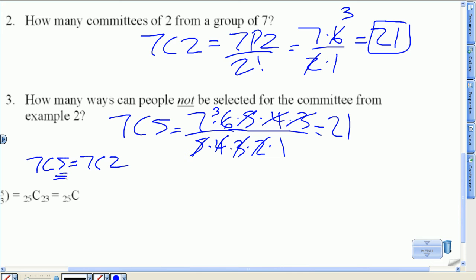You'll notice these numbers add up to be the number in front. Whenever that happens, those will be equal to each other.